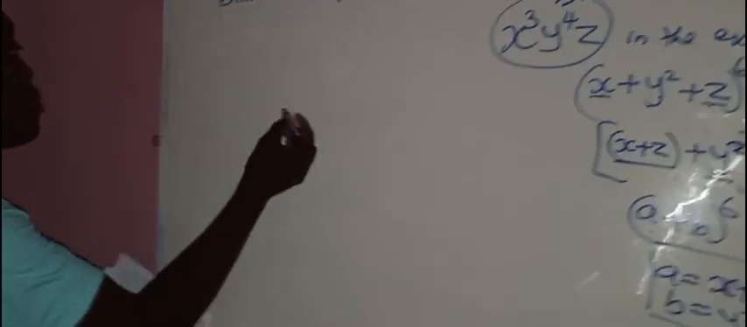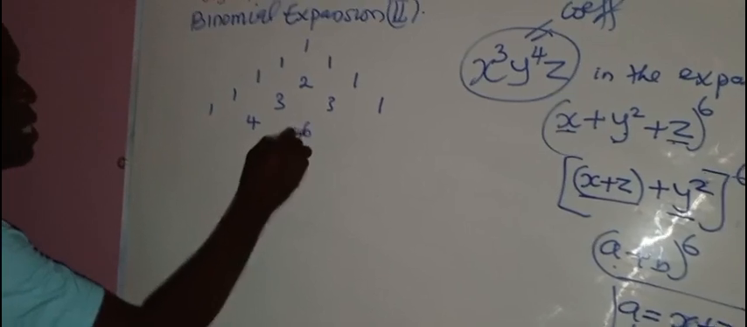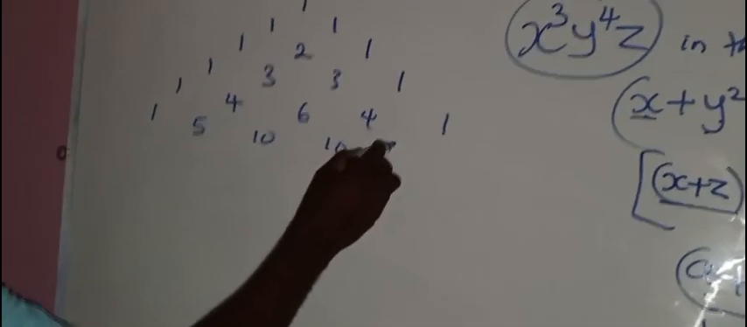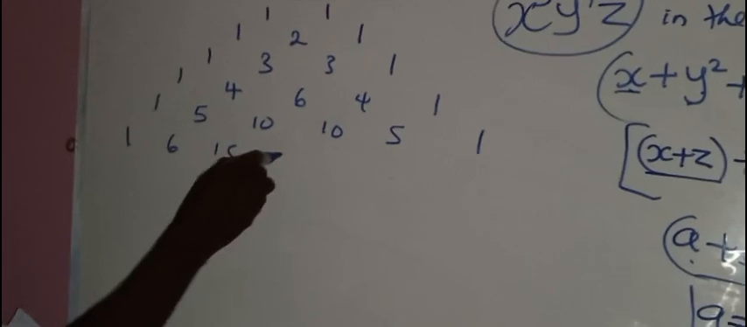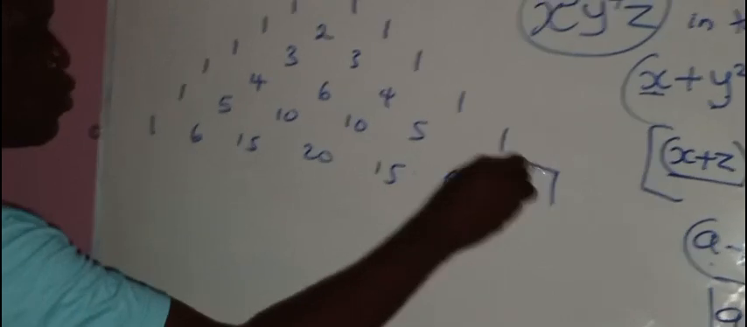Now, you come here. We need to expand this one. You can use Pascal's triangle to generate your coefficients. 1, 1, 1. I'm sure you know what I'm doing. 1, 2, 1. 1, 3, 3, 1. 1, 4, 6, 4, 1. 1, 5, 10, 10, 5, 1. We are going to exponent 6, so we need to do one more: 1, 6, 15, 20, 15, 6, and 1. So this is what we need. This is the coefficient.